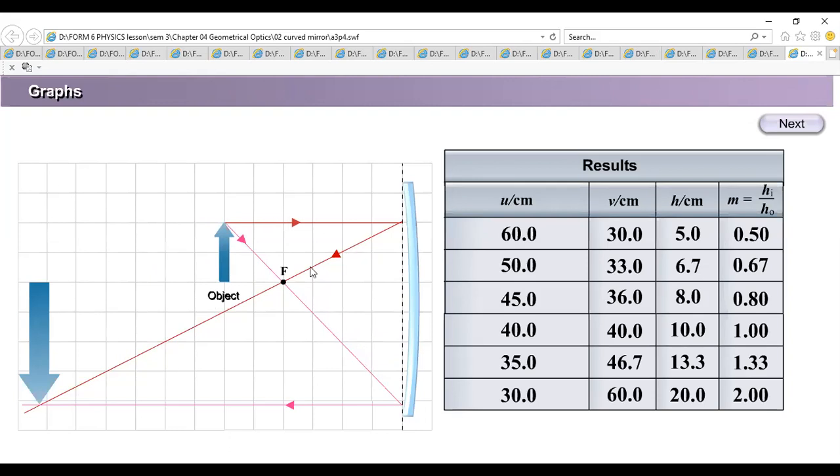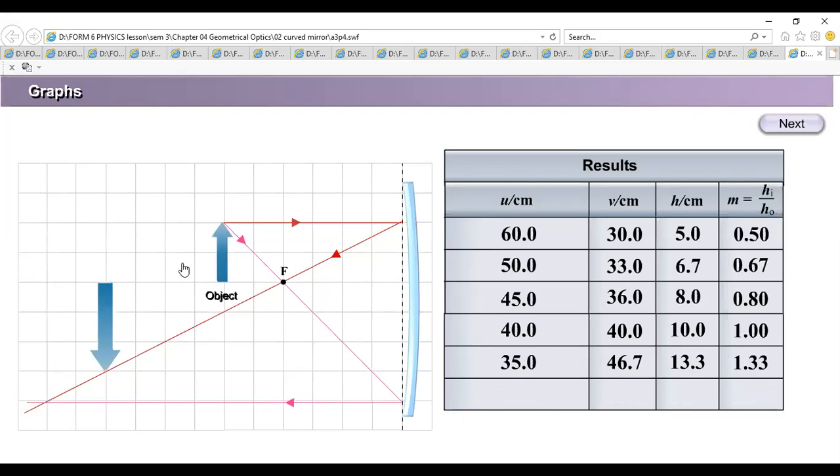Ladies and gentlemen, we look at here. At this position, the linear magnification for the image will be 2. Then this will be 1.33, 1, 0.8, 0.67, 0.5. That means that for an object distance of 35 cm and above, the linear magnification is greater than 1. After that, it is less than 1. So if greater than 1 is 2 now, how about when it's at 1?